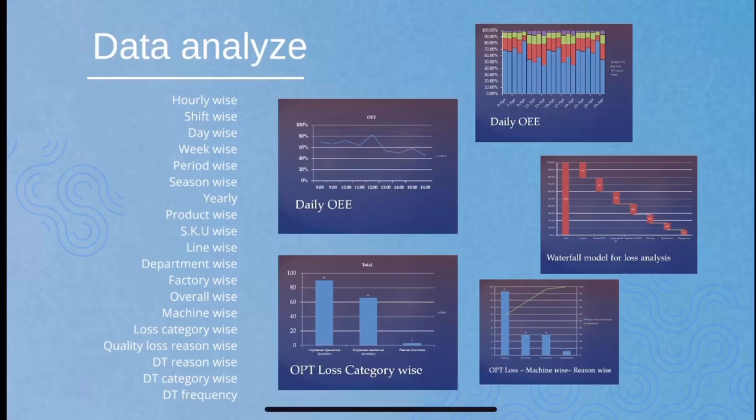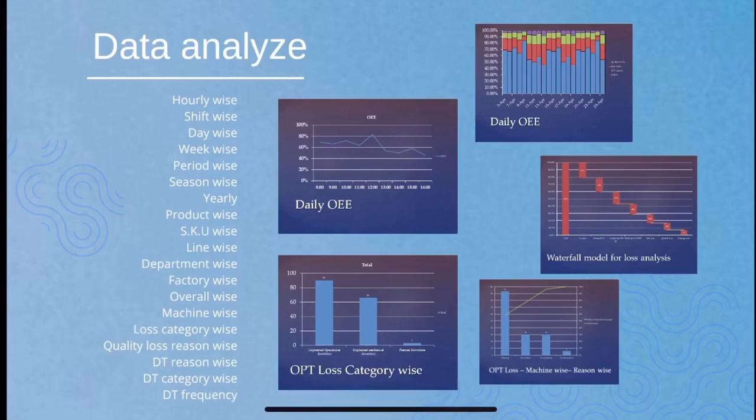Once data is available in a tabular form, it can be analyzed hourly wise, shift wise, day wise, period wise, season wise or product wise, SKU wise, line wise, department wise, overall wise, machine wise, quality loss wise, loss category wise, downtime reason wise, or downtime frequency wise.